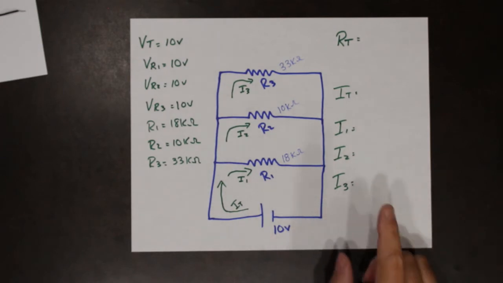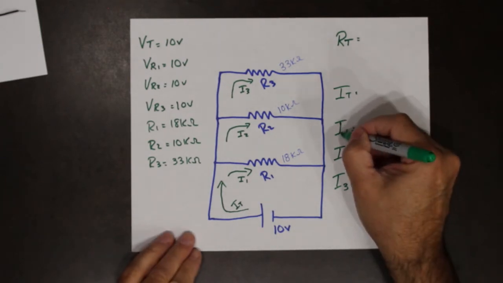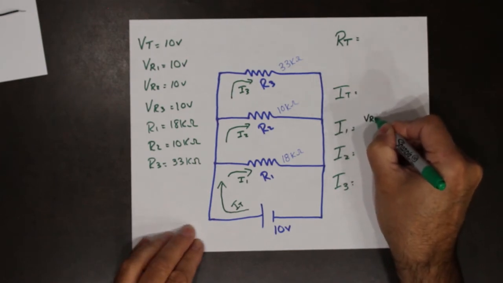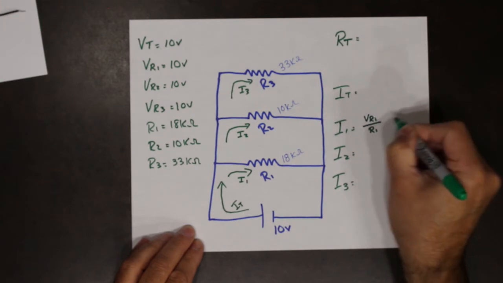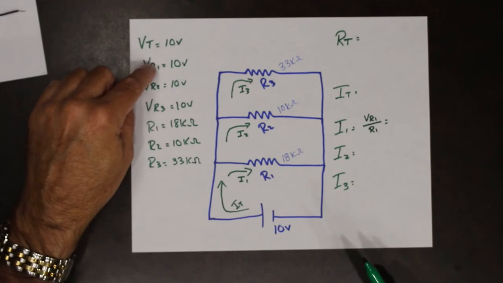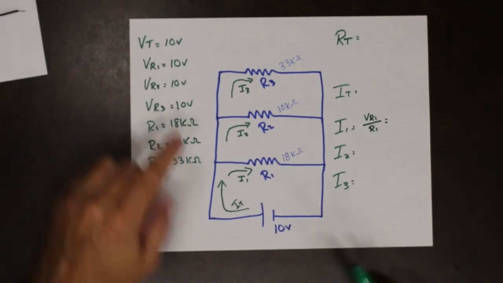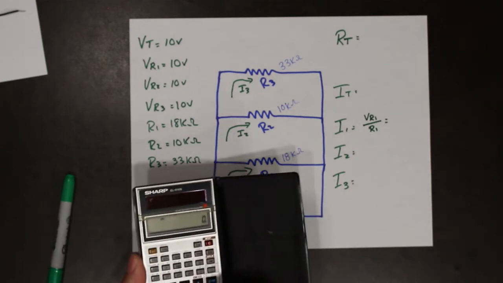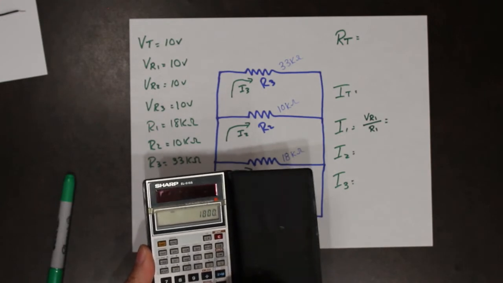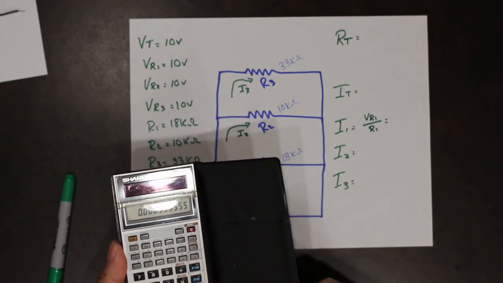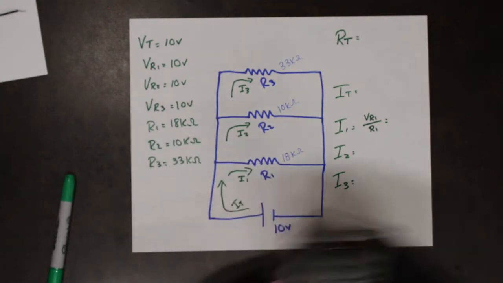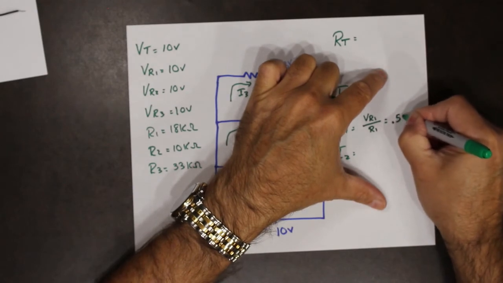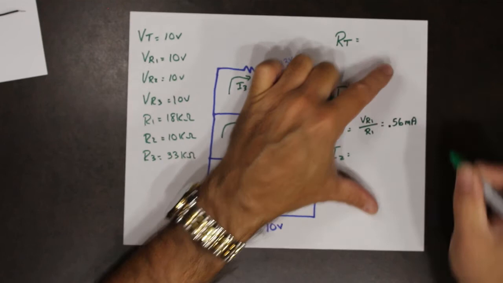So, Ohm's law tells us that I1 is equal to VR1 divided by R1. So VR1 is 10 volts, R1 is 18K. So we have 10 divided by 18K. We have 0.55 milliamps. So we'll say 6, so 0.56 milliamps.